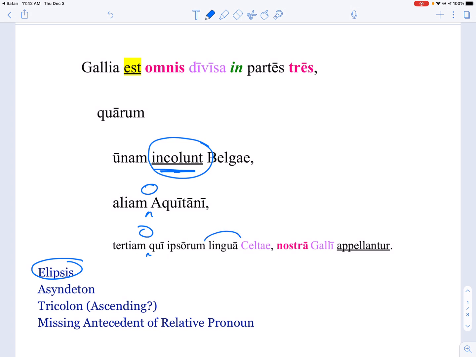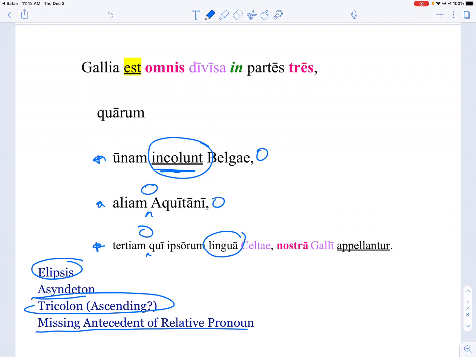Another example of ellipsis is lingua. He uses asyndeton quite a bit, so there's no conjunctions there. And then we've got this tricolon that you will see quite a bit of. Sometimes they're ascending, sometimes not, but he likes lists of three.